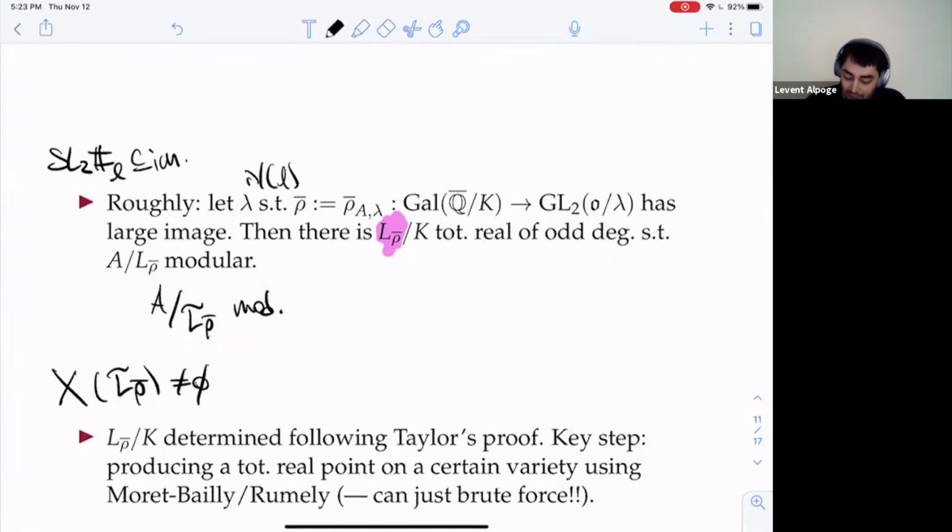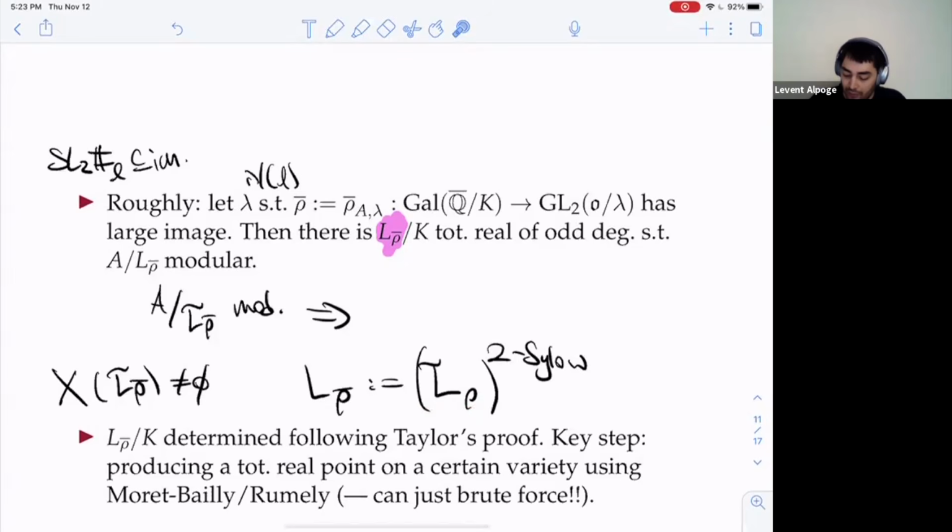However, this is the argument I learned from Snowden's paper, which is really cool. So L rho bar, I wrote tilde for a reason. L rho bar is defined as the fixed field under a 2-Sylow, because I took this to be a Galois extension, a 2-Sylow of Gal(L rho bar tilde). So it should be a bar. So this definitely has odd degree, because it's the fixed field of a 2-Sylow. All the 2's are gone.